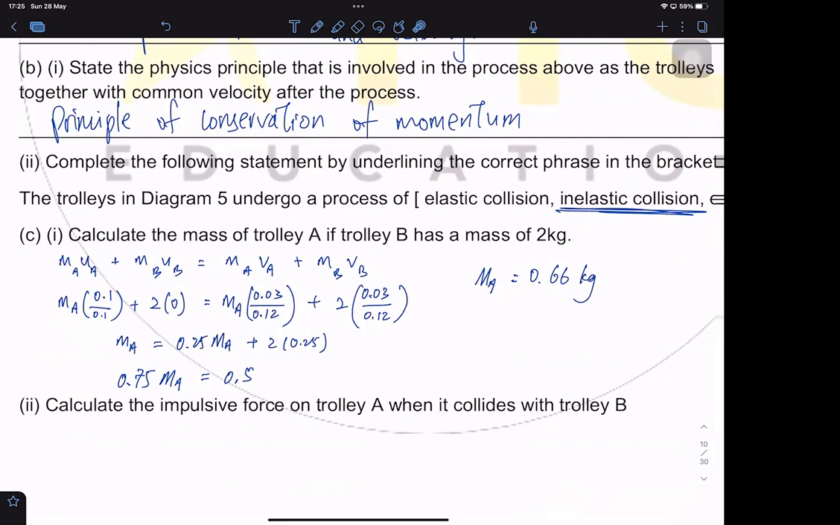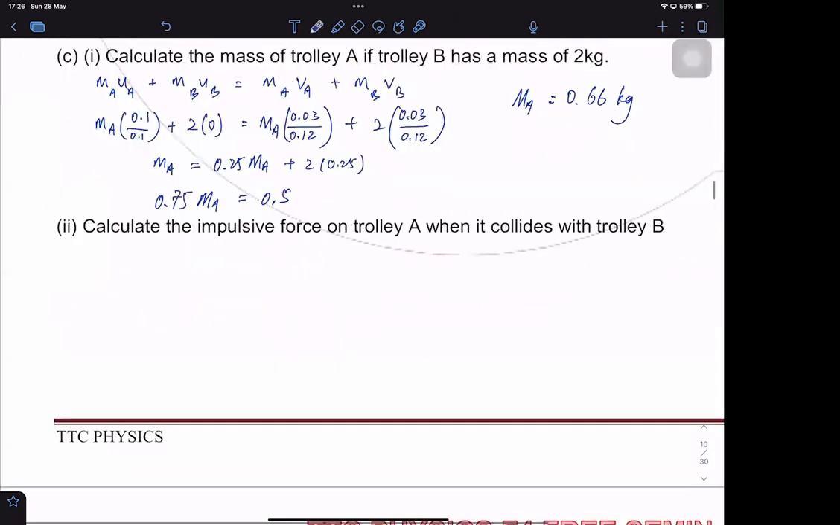Now, the next part we actually didn't cover just now, but I'll quickly let you know that impulsive force is the force when something hits something. When you have a push, you hit something, then you have a force. And the formula for impulsive force is F equals mv minus mu over t. That is the formula for impulsive force.